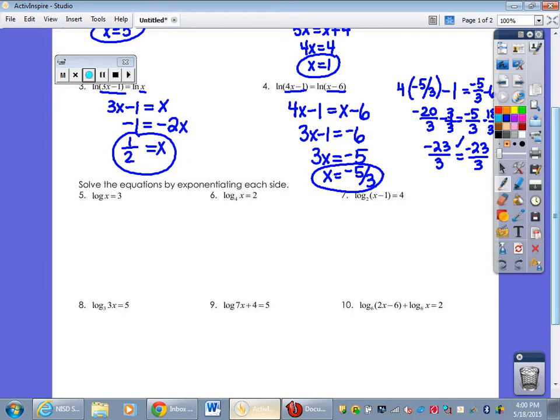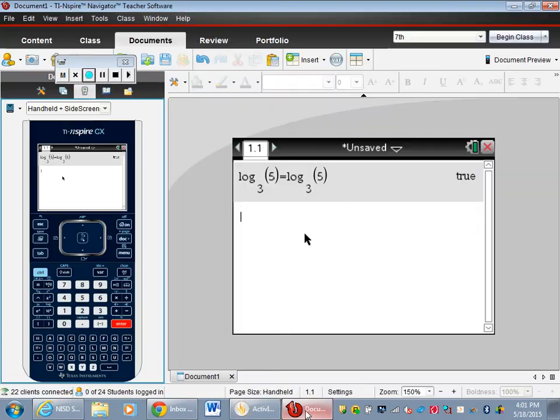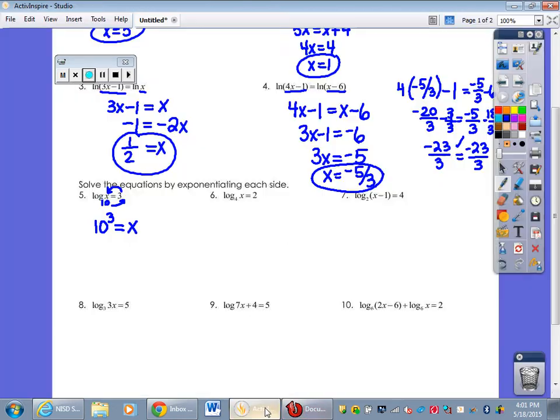All right, the last few on the page are solving the equations by exponentiating each side. So on this one, you're going to have to convert. So you're changing the log problems into exponential problems. So remember, if there is no base, the base is 10, and we're going to kind of recycle. So we're going to do 10 to the 3rd power equals x. Okay, so then in your calculator, you would have to do 10 to the 3rd power, and your answer would be 1,000. Okay, so x is equal to 1,000.